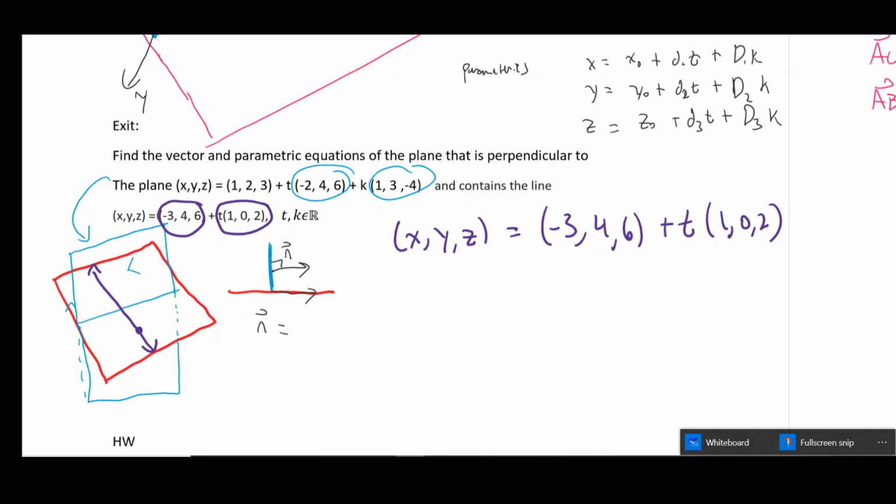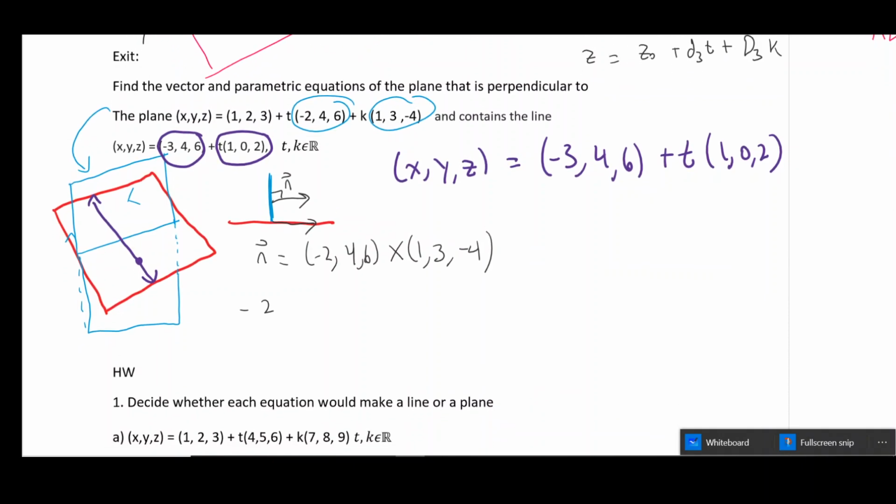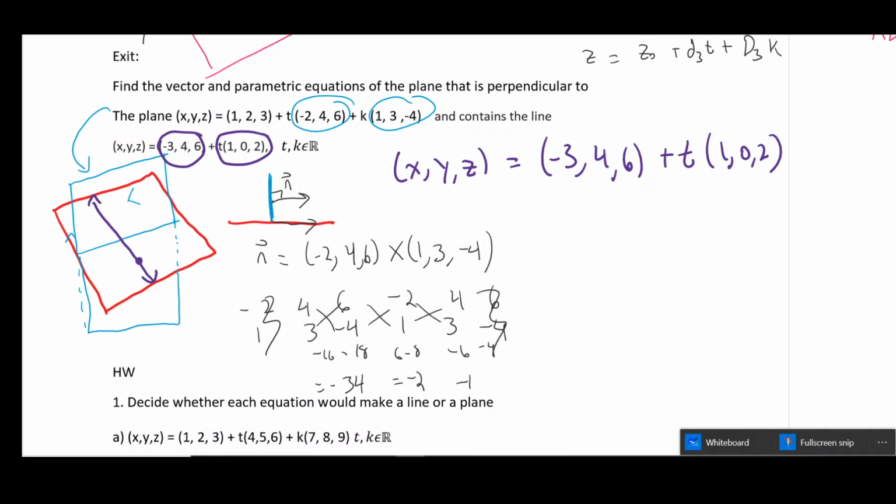So the normal vector for the blue plane is going to be that crossed with this. I don't know why I keep making that sound. That, this. So I get negative 16, subtract 18, that's negative 34, I believe. I'm going to get 6, subtract 8, that's negative 2. And I'm going to get negative 6, subtract 4, that's negative 10. So in theory, that's my cross product.